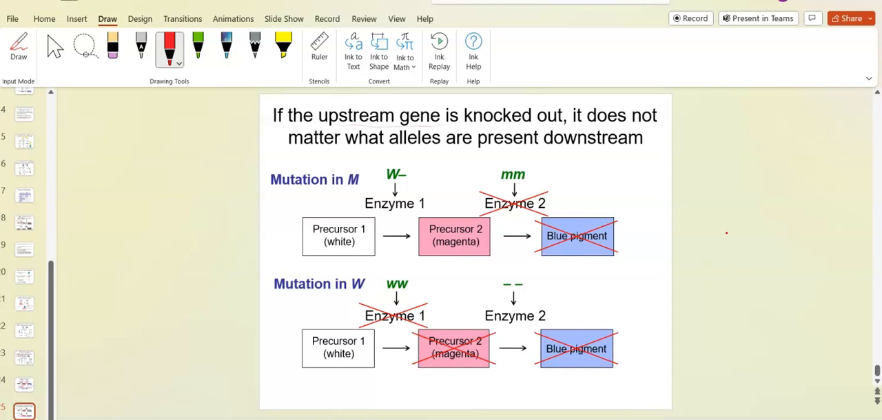So if the upstream gene is knocked out, right, it doesn't matter. We're not going to get the blue pigment. It doesn't matter what's downstream, right? Because this happens first, and everything else is wrecked.